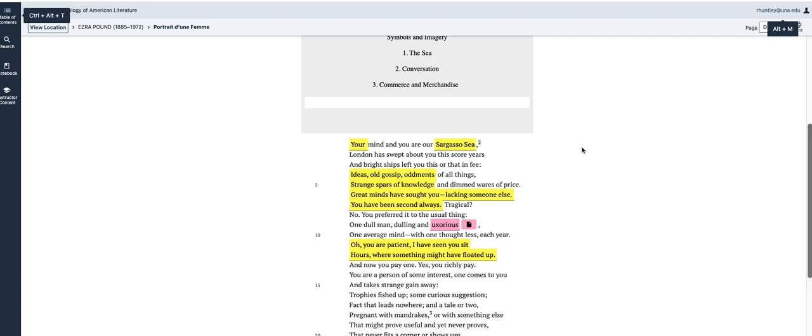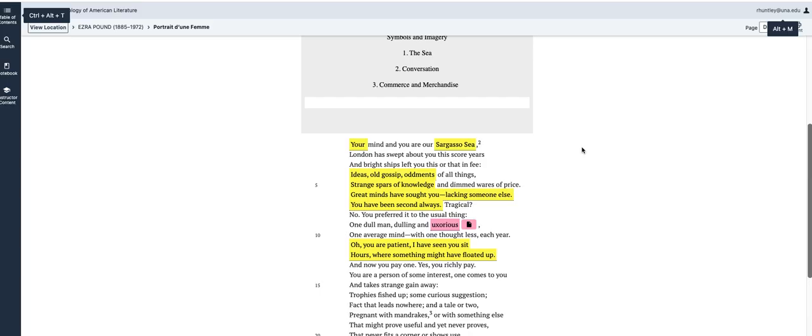So we start off in the North Atlantic, and then we move right to London, right? So London has swept about you this score years, and bright ships left you this or that in fee, right? So fee, again, we have this concept of commerce and that things cost something, right? Then we have a colon there. So what are these things? Well, for this woman, these things are ideas, old gossip, oddments of all things, strange spars of knowledge and dim wares of price. So we're not dealing with physical items within this exchange, right? Ideas, gossip, oddments of things, and concepts, strange spars and bits of knowledge, right?